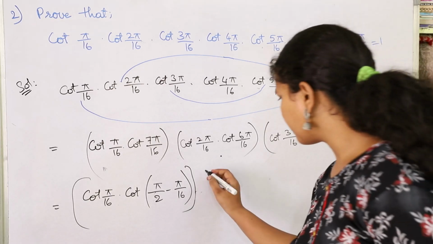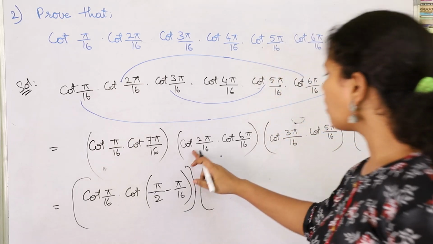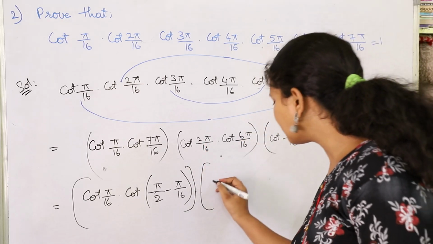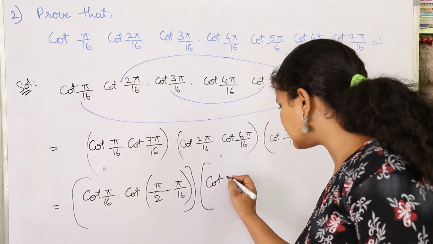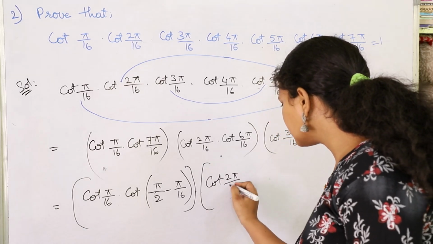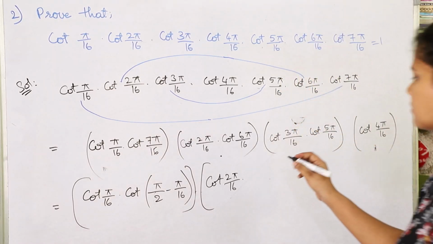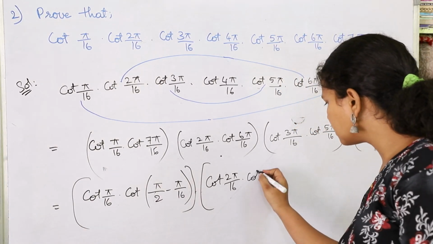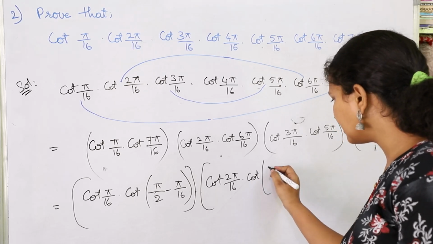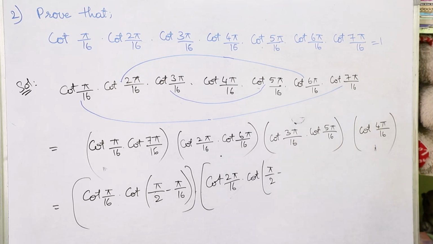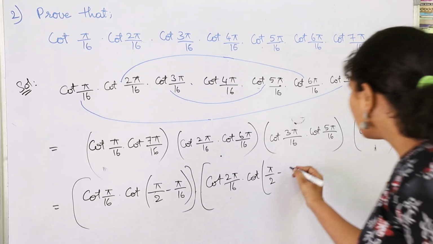Let's go for the next one. Here you have cot 2 pi by 16. Let's write down this cot 2 pi by 16 as it is. No need to change this. Now here comes cot 6 pi by 16, which can be written as pi by 2 minus 2 pi by 16.